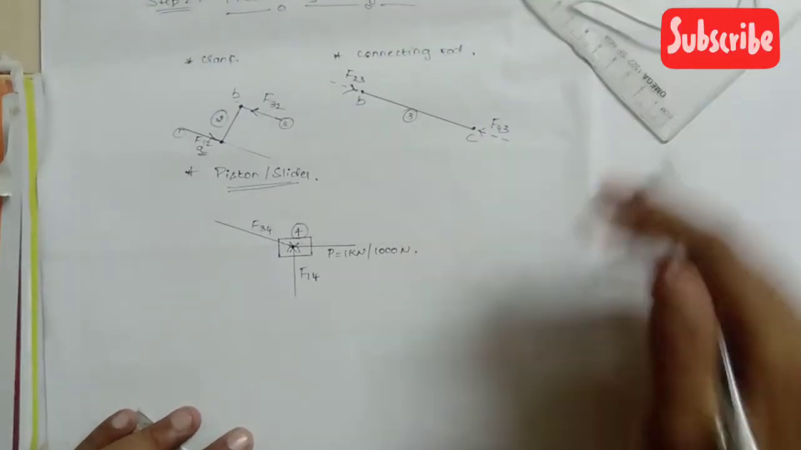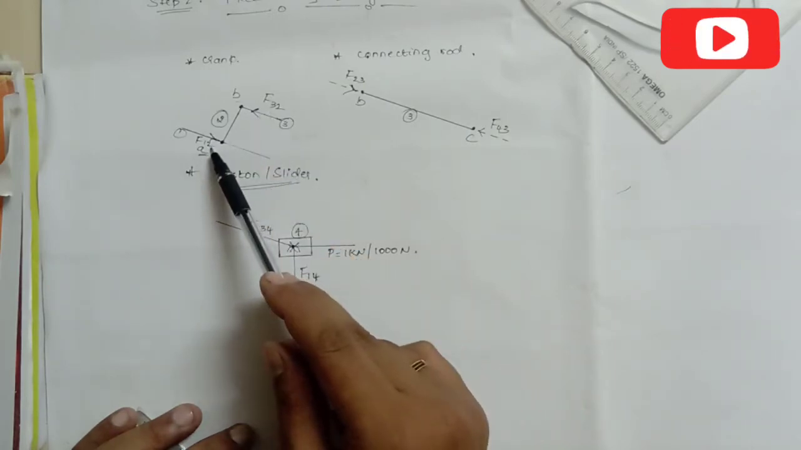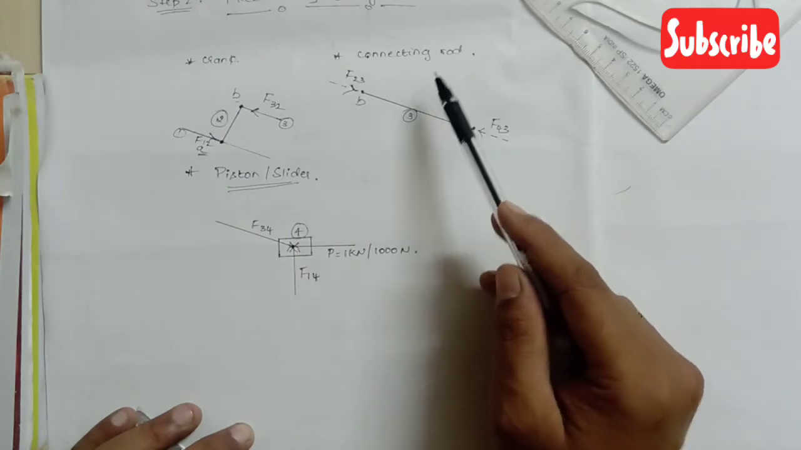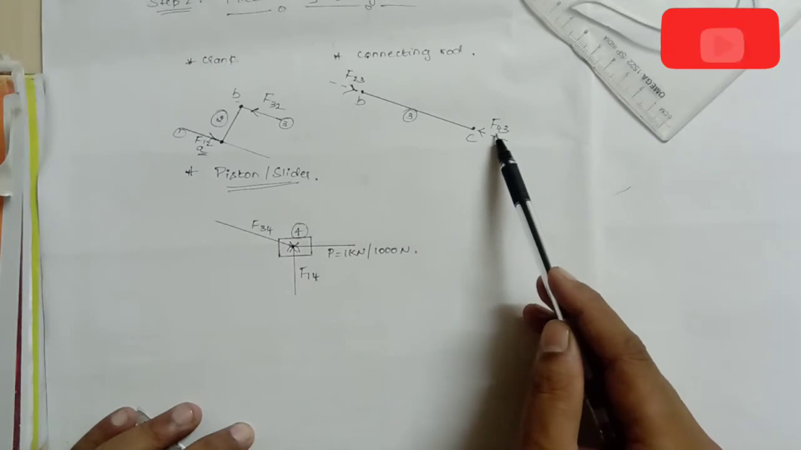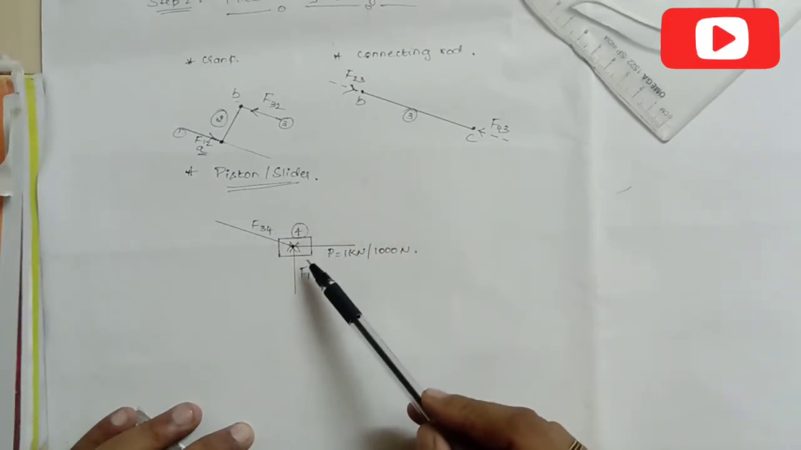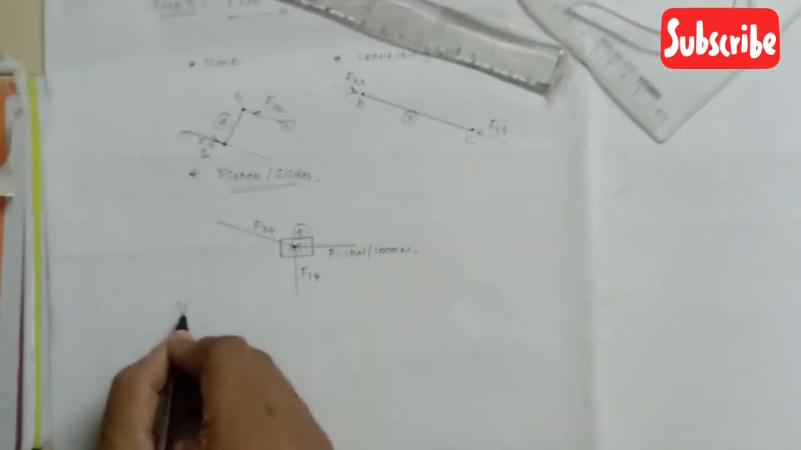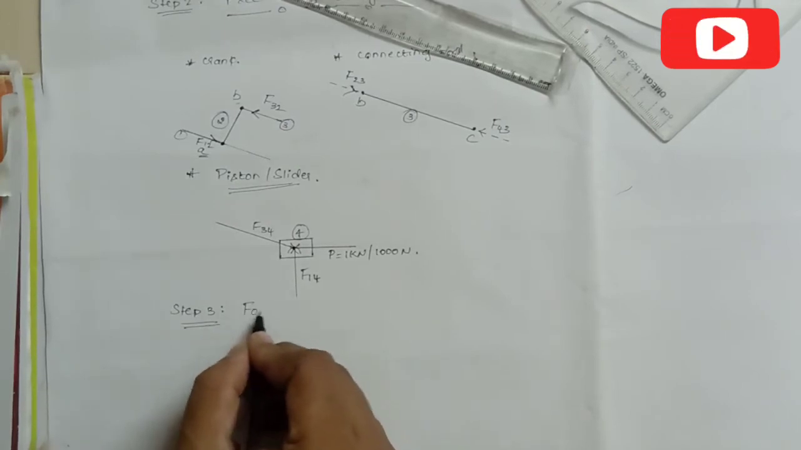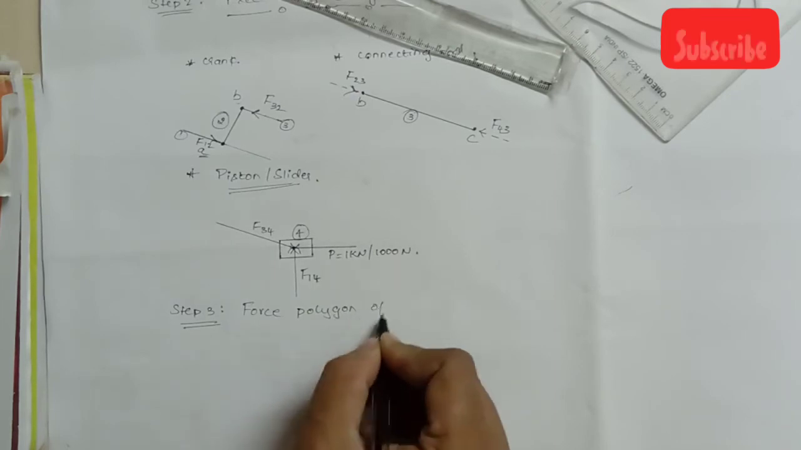Now see here, from the free body diagram we have got the direction of F32 and F12 of the crank here, and also from the connecting rod free body diagram we have identified the direction of force F23 and the force F43, and from the free body diagram of the slider we have got the directions of F34 and F14. The next step, step 3, is to draw the force polygon of all the links here.